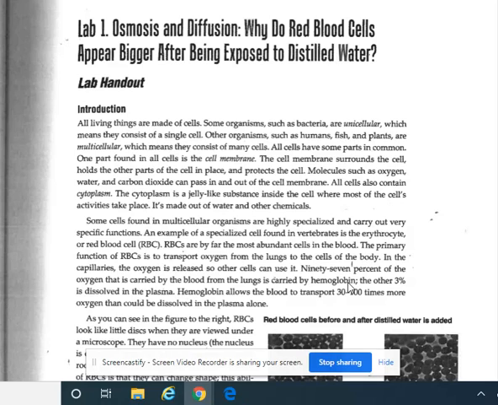Red blood cells are by far the most abundant cells in the body. The primary function of red blood cells is to transport oxygen from the lungs to the cells of the body. In the capillaries, the oxygen is released so other cells can use it. 97% of the oxygen that is carried by the blood from the lungs is carried by hemoglobin. The other 3% is dissolved in the plasma. Hemoglobin allows the blood to transport 30 to 100 times more oxygen than could be dissolved in the plasma alone.